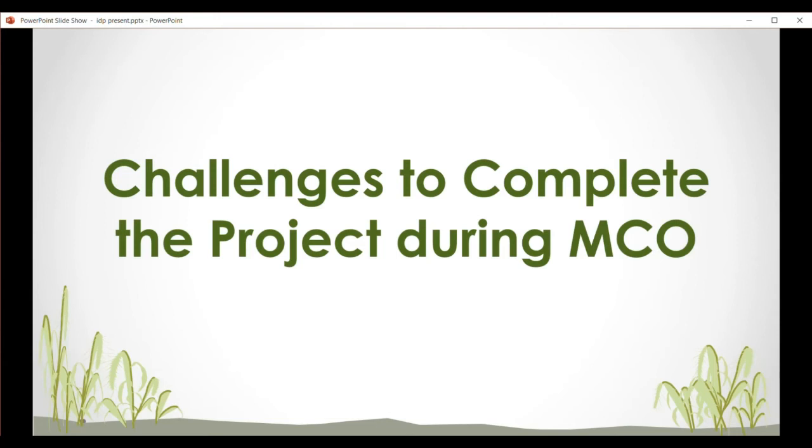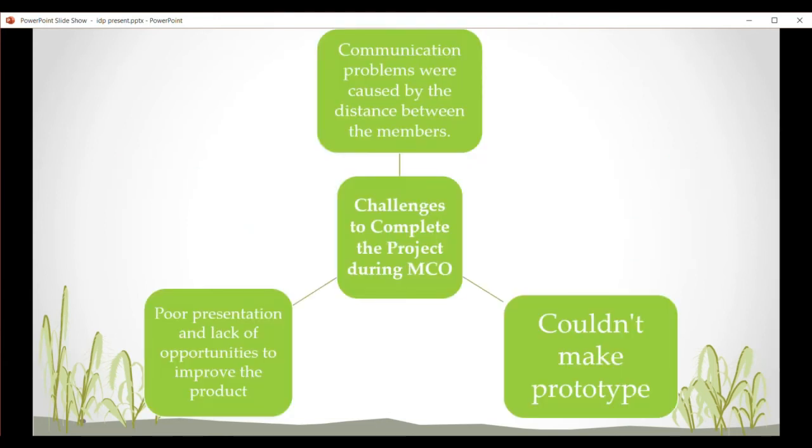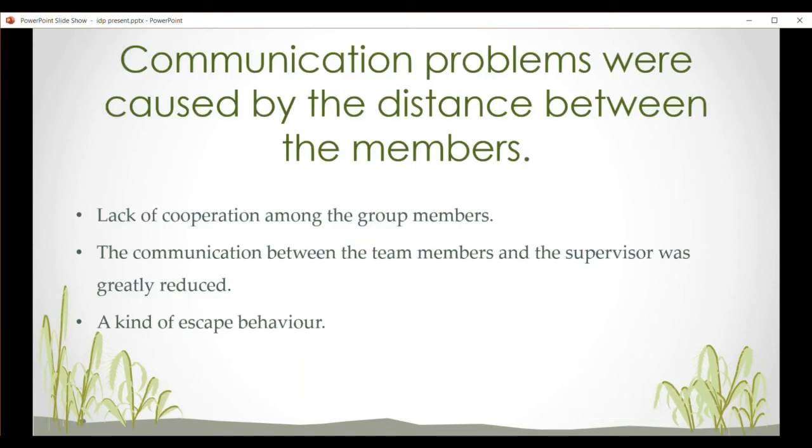I will be presenting about the challenges to complete the project during MCO. There are three challenges. The first one is communication problems caused by the distance between the members. Next is not being able to make the prototype, and the third one is poor presentation and lack of opportunity to improve the product.